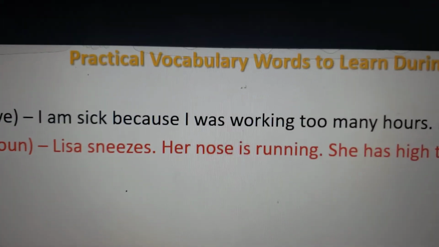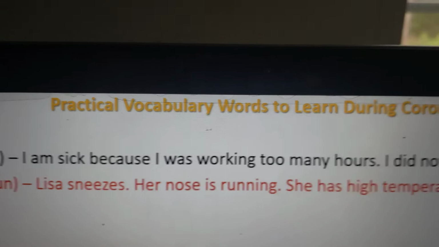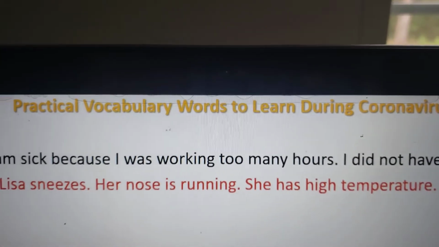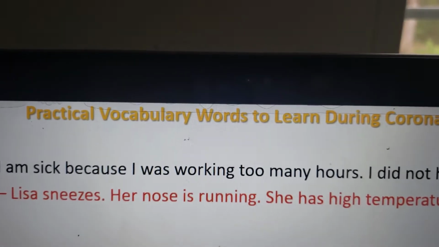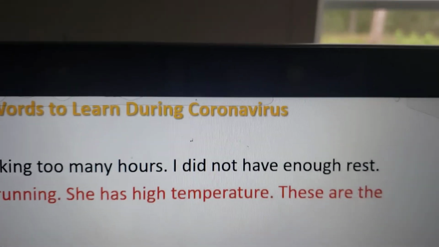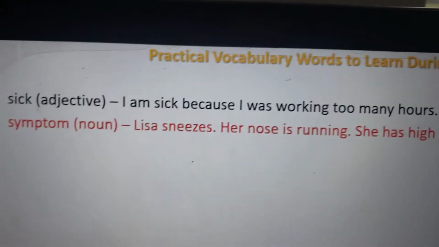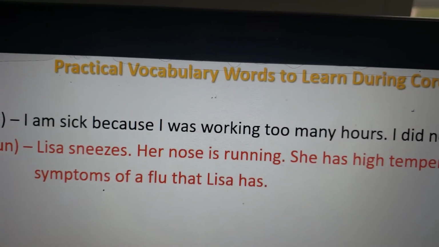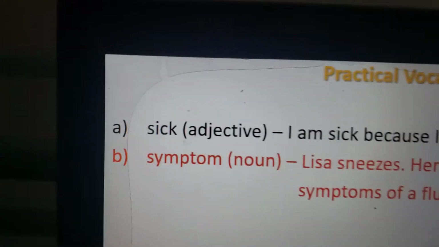Symptom: Lisa sneezes. Achoo! Her nose is running. She has a high temperature. Oh, I'm so hot. These are the symptoms of a flu that Lisa has. Symptom.